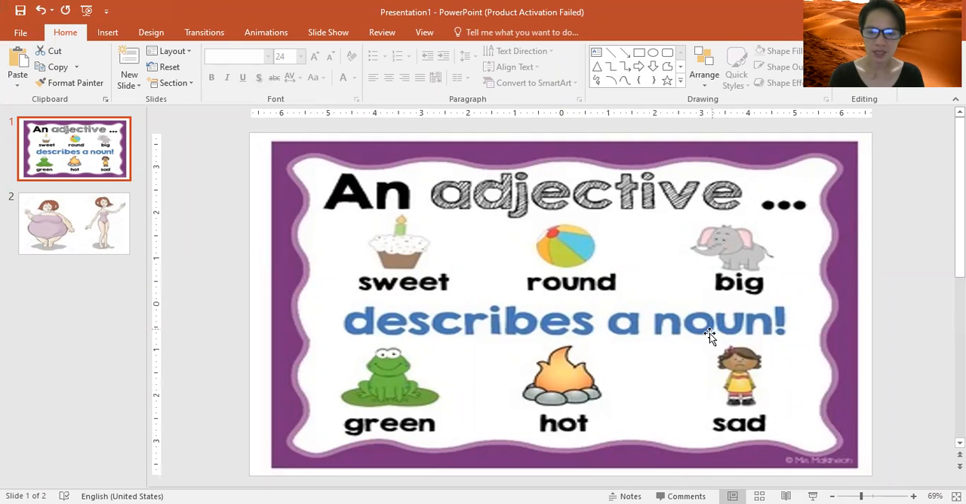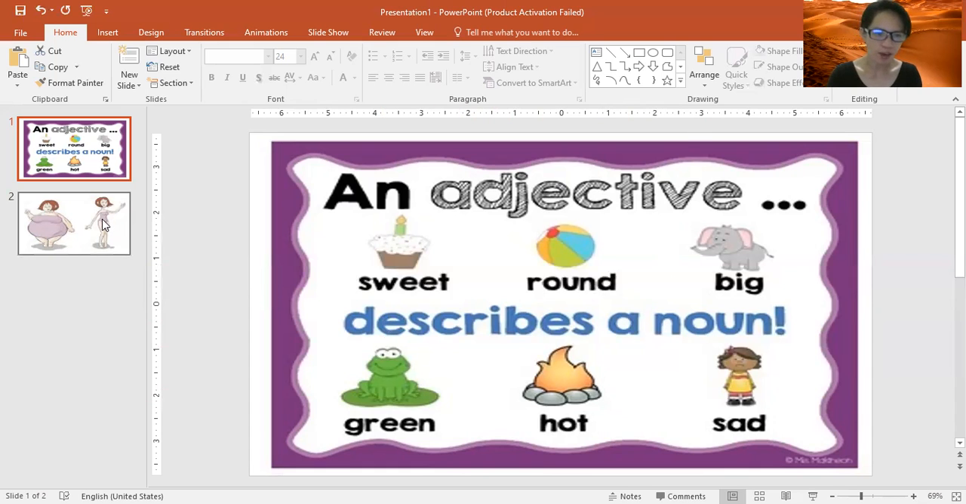Next is person. What kind of person is this? Girl, okay. So the girl is sad. The word here is sad. Sad girl. The word sad describes the girl. So sad here is an adjective. Do you understand? Okay, so let's go back again. Sweet. Round. Big, green, hot, sad are an example of adjective, or what we call describing word.